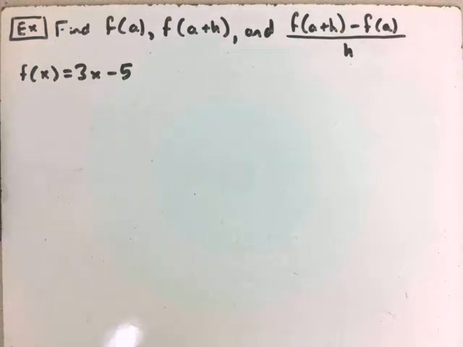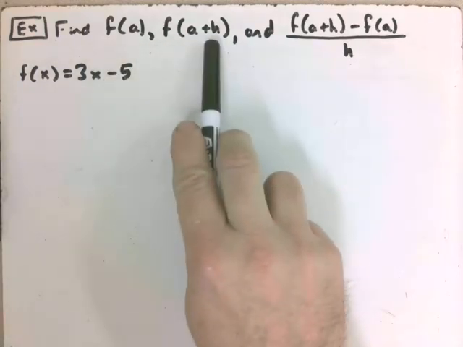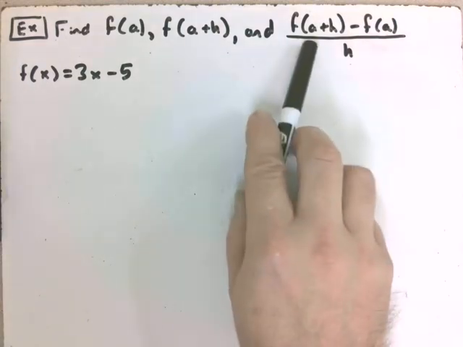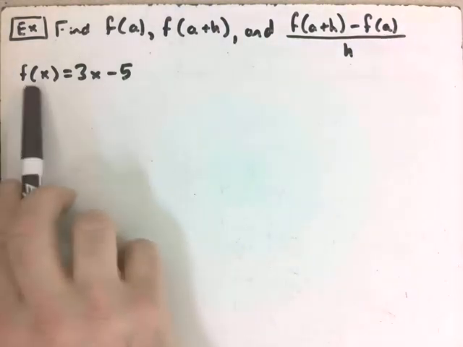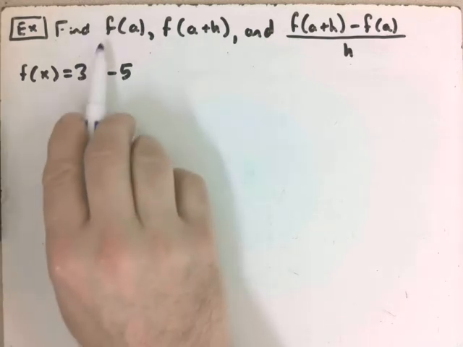For this example, we need to calculate three things: f of a plus h, and then something called a difference quotient. F of a plus h minus f of a, all of that over h. Here's our function here. We have f of x equals 3x minus 5. So let's do our first calculation.